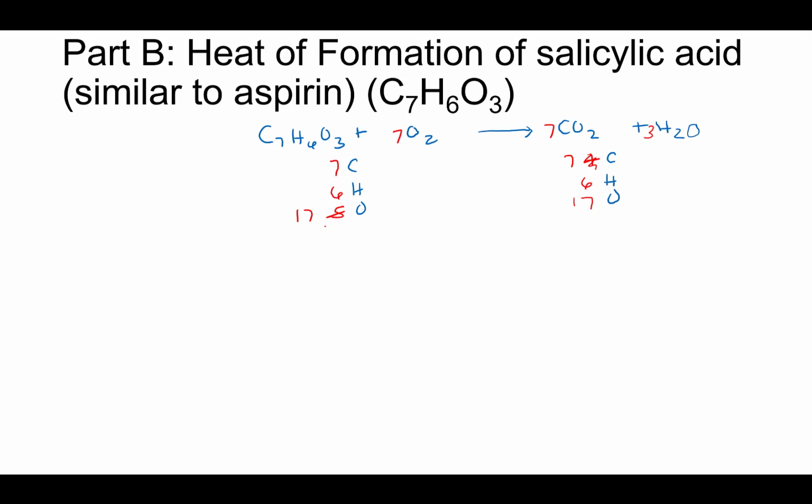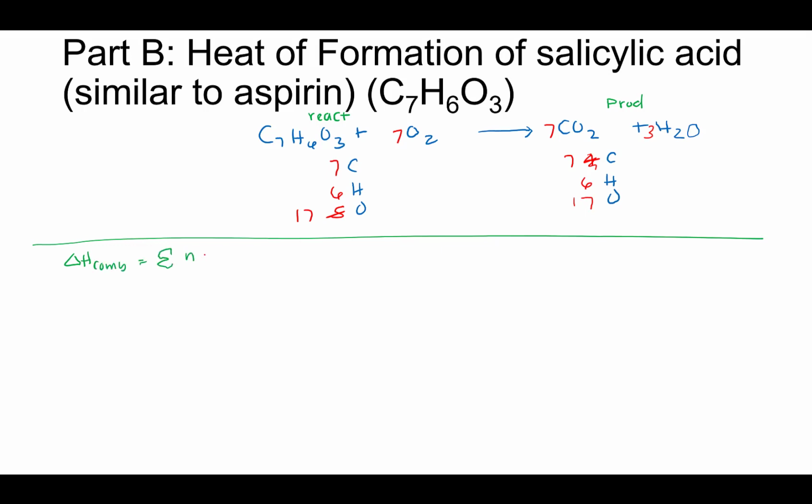So our products are over here. This is reactants. So the next formula that we're going to use is delta H combustion equals the sum of N, our coefficient, times delta H for our products, minus M, our coefficients, times delta H of our reactants. So this would be the same as 7. 7 is from the CO2 of our products, and this is for CO2. And then we have to have our other product, which is water. So 3, which is our coefficient there.